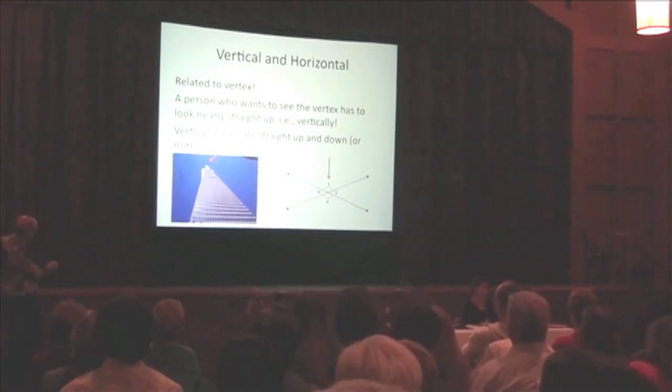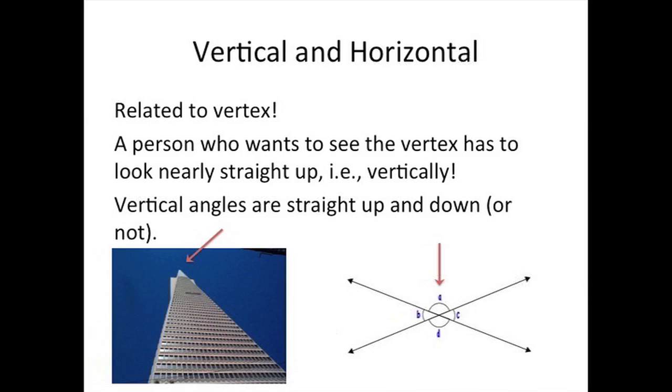Here's looking up at the Transamerica Pyramid. When you look up at the vertex, you are vertical. That's where the word vertical comes from. And here are some vertical angles, but here are some horizontal vertical angles.